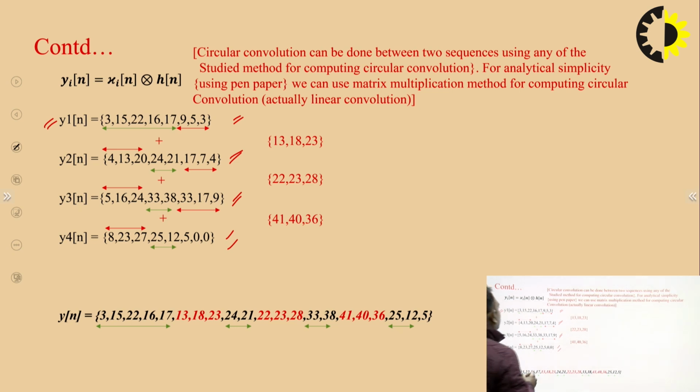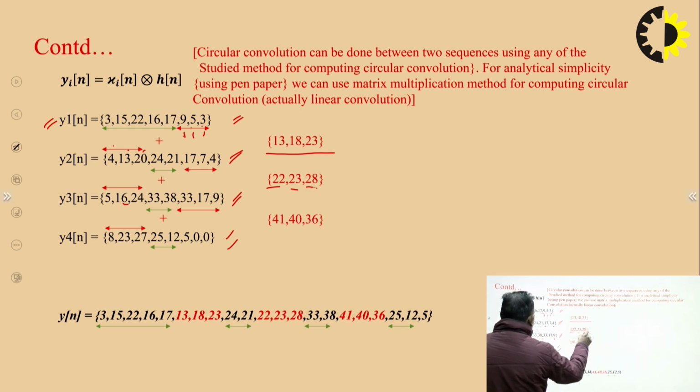Previously the overlapping values were removed, but here we will add up the overlapping values. Like here in this sequence the last 3 values are 9, 5 and 3. So 9 will be added with 4, 5 will be added with 13, 3 will be added with 20. So these 3 values will become 13, 18, 23. Similarly here 17 plus 5 is 22, 7 plus 16 is 23, 4 plus 24 is 28, and similarly 33 plus 8 is 41, 17 plus 23 is 40, and 9 plus 27 is 36.